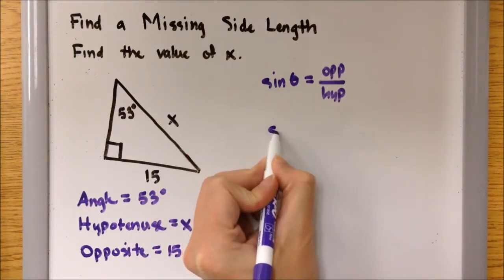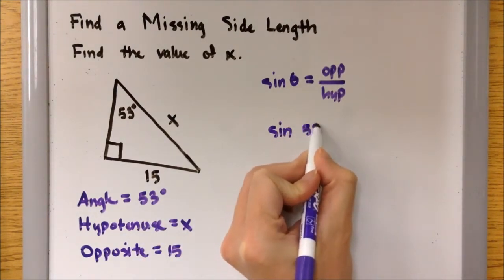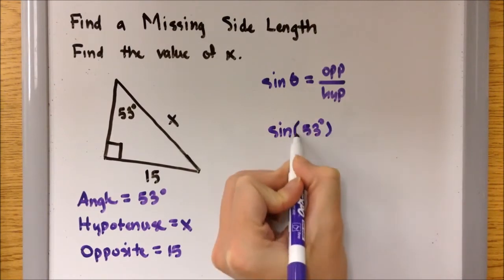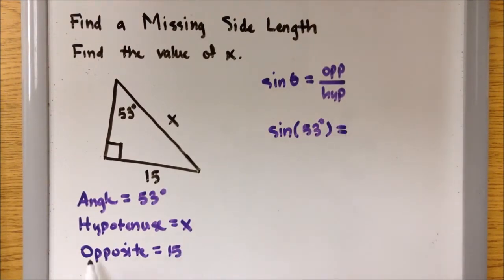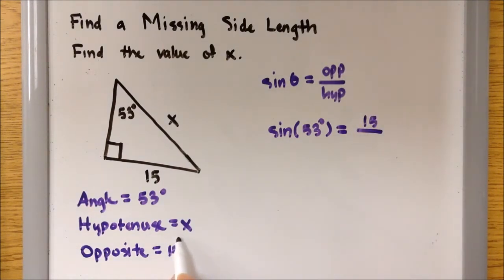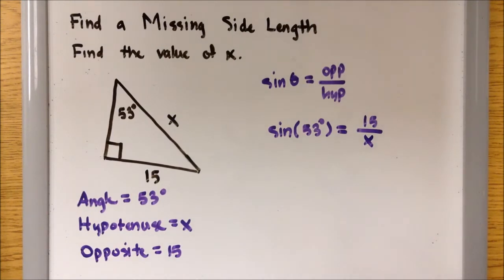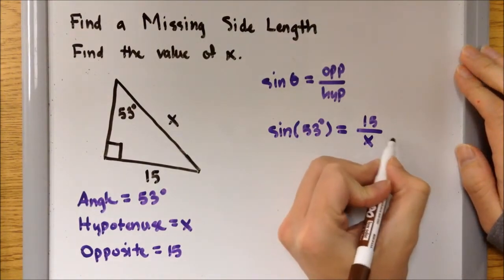So sine theta, the angle, which we have, is 53 degrees, equal, our opposite is 15, so we're going to put it on the top, over, our hypotenuse is x, so we're going to put x. So we have sine 53 degrees equals 15 over x. Now, here, we have x on the bottom. So what I'm going to do is multiply both sides by x. So we get rid of it, and it's not the denominator.